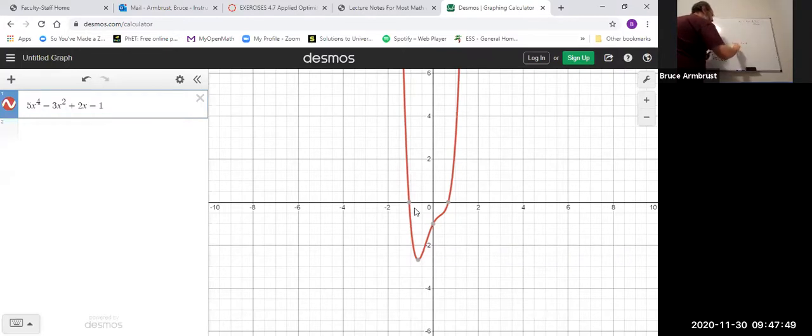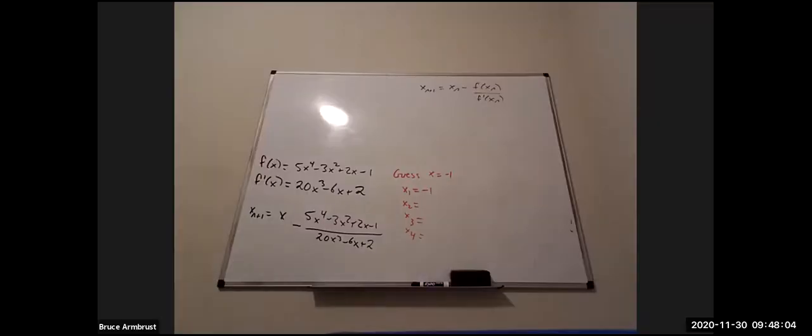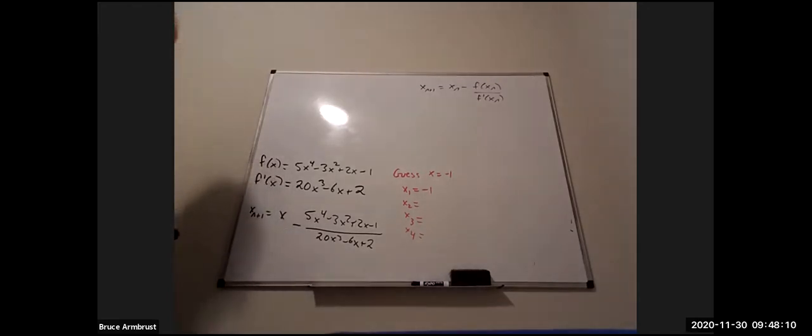Okay, so x1 is going to equal -1. So I'm going to make a list here: x2, x3, x4. So we'll see what we actually find those to be. So let me stop sharing for a second here so you can see the whiteboard again. And let's actually do this calculation.